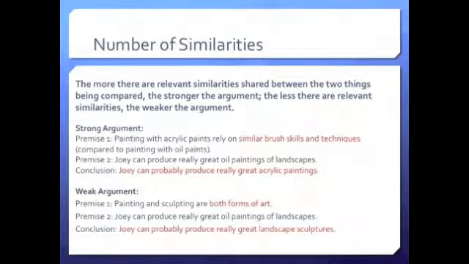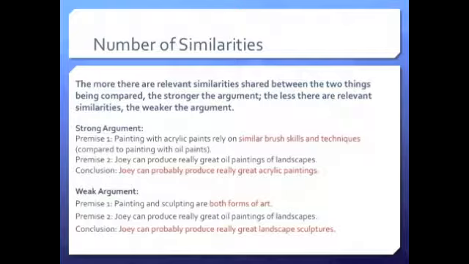Now, the more relevant similarities there are shared between two things being compared, the stronger the argument will be. And the fewer relevant similarities there are, the weaker the argument. Now again, consider the two arguments that are being compared here. The strong argument has two similarities that are being established. That painting with acrylic paints and painting with oil paints are similar in the sense that they both have similar brush skills and similar techniques. The weaker argument establishes only one similarity, that painting and sculpting are both forms of art.